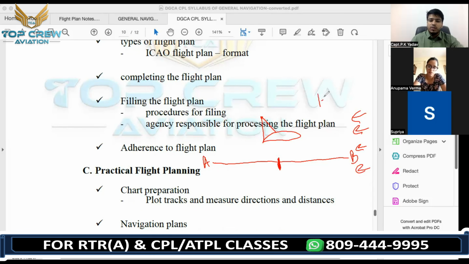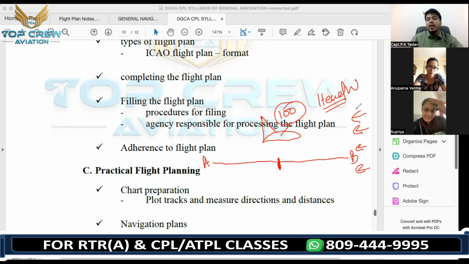Headwinds. Okay. So whenever it is headwind, what will happen? It will push you backward. So let's say your aircraft speed was 100 and you are getting 40 knots of headwind. So what is your actual speed? 60.